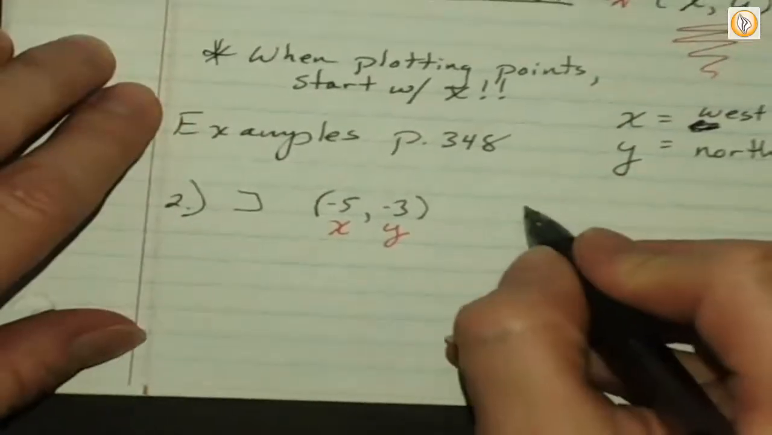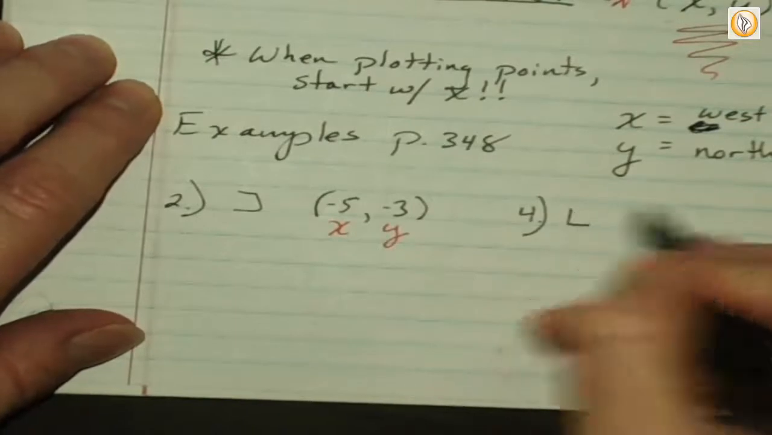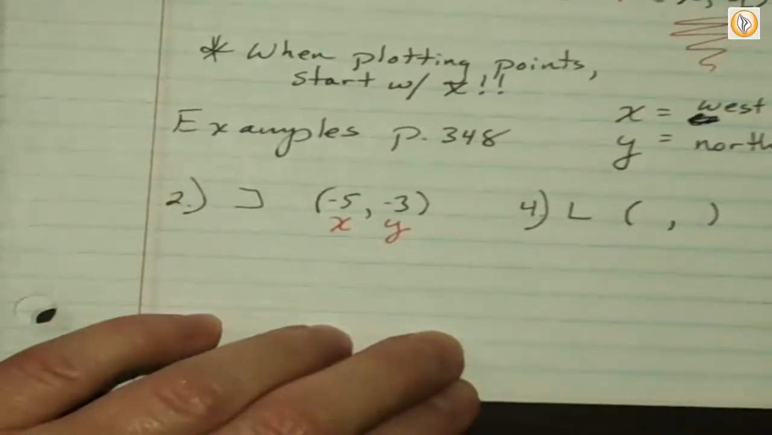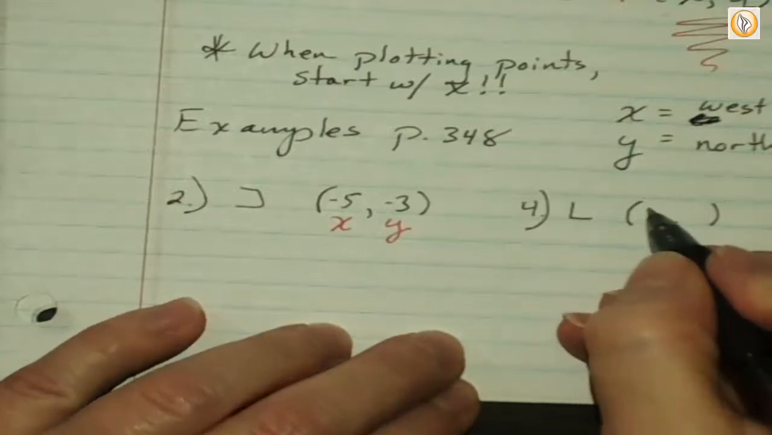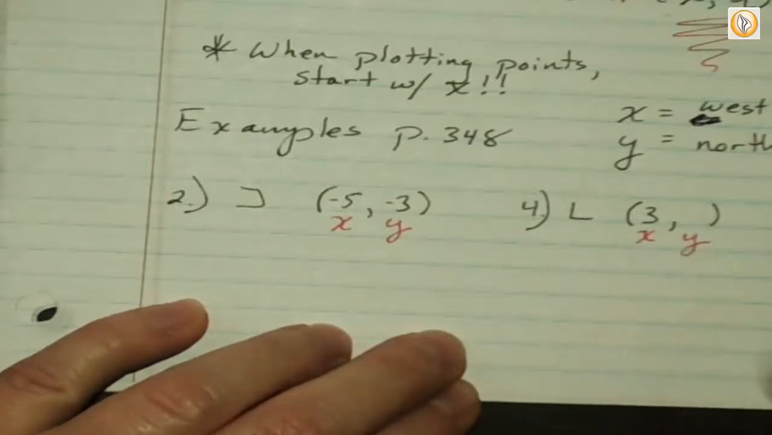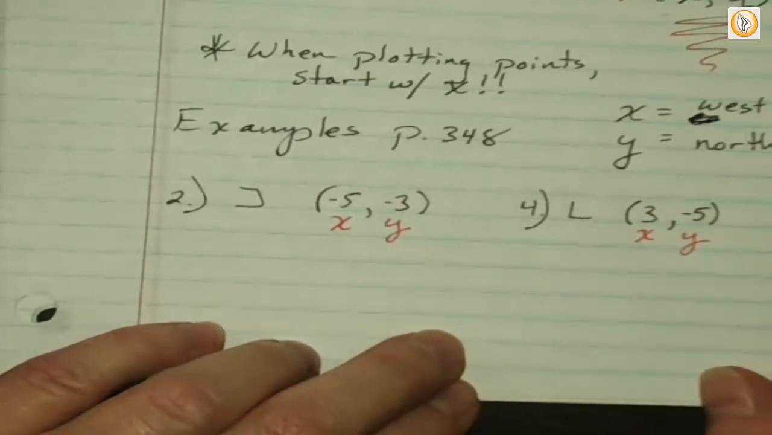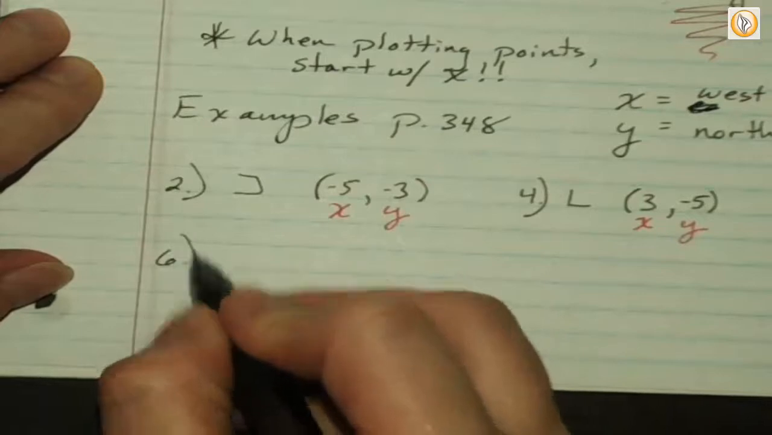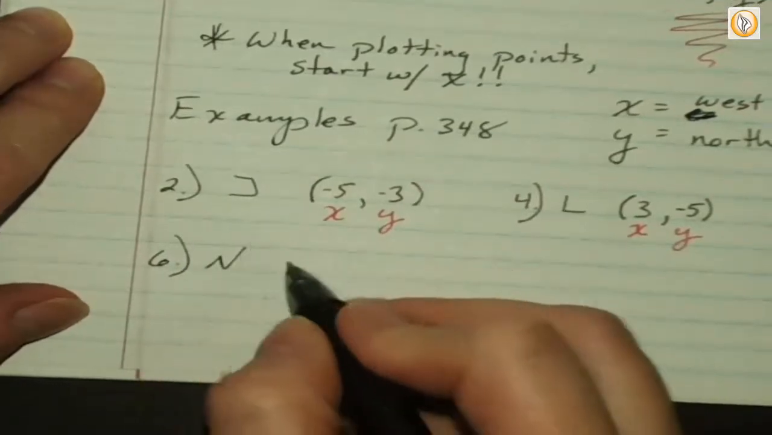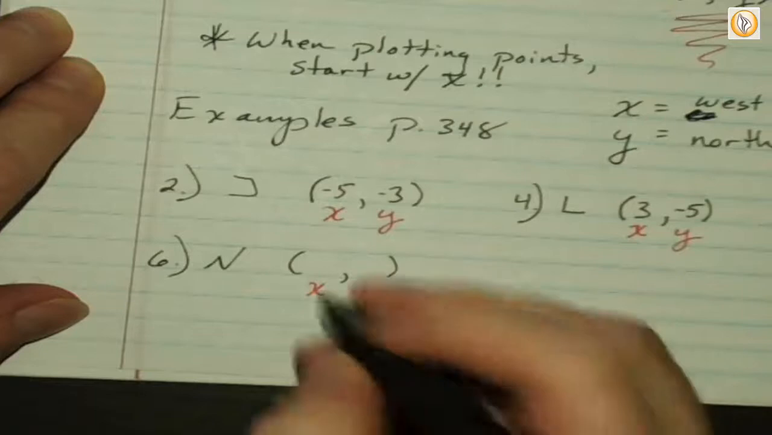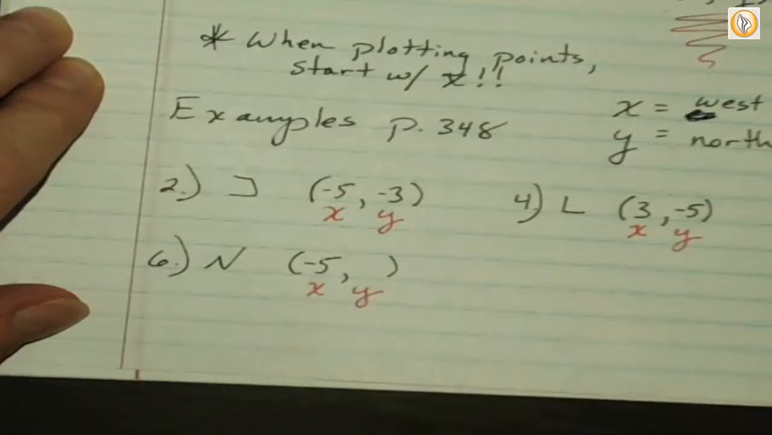All right, let's do another one. Number 4, L. Cecilia, what is the x for L? 3. She's correct. It's +3. And Izzy, what is the y? -5. Does everyone see that? Any questions? 6, N. Emily, what is the x? -5. Michaela, what is the y?